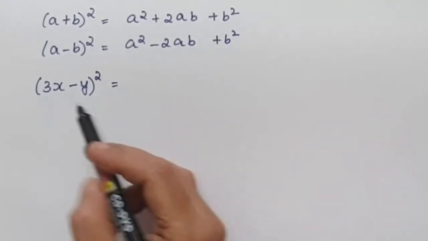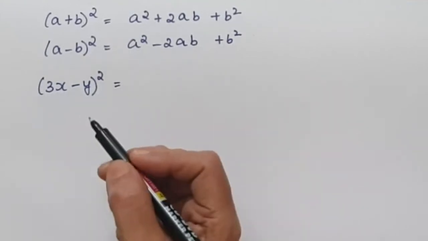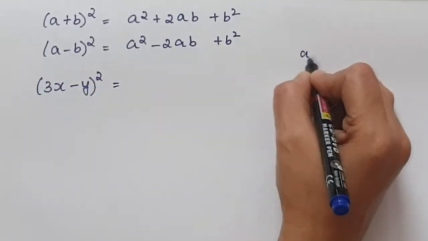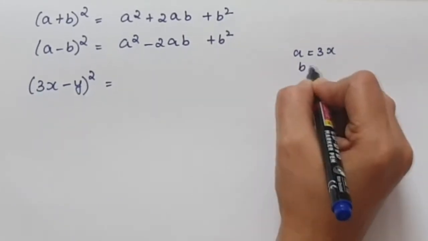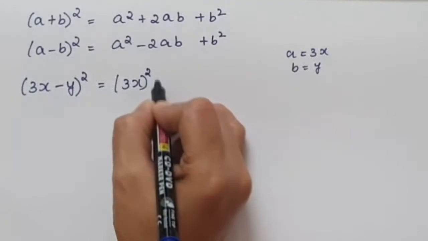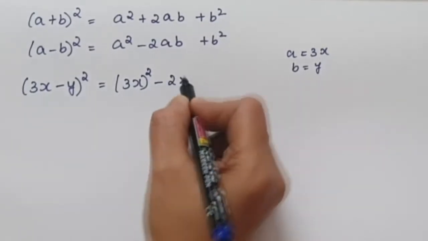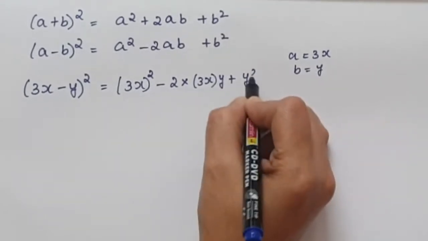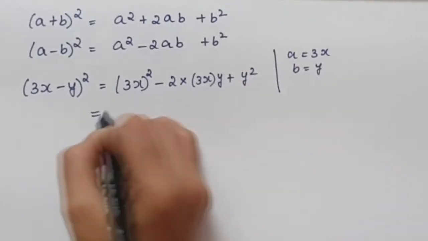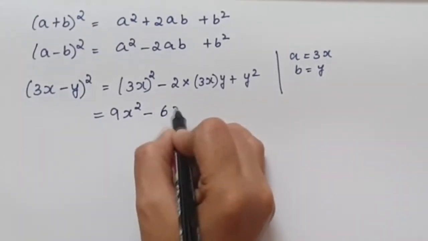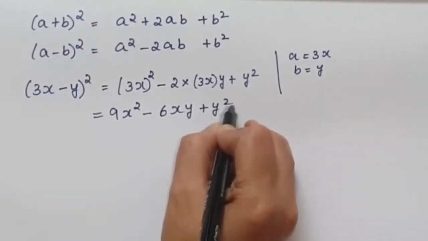So 3x minus y the whole square, just first apply the formula. So in this, our a is 3x and our b is y. So we'll apply it in the formula. So 3x the whole square minus 2 into a is 3x and b is y plus y squared. Now this will give us 9x squared minus 3 2s are 6xy plus y squared.